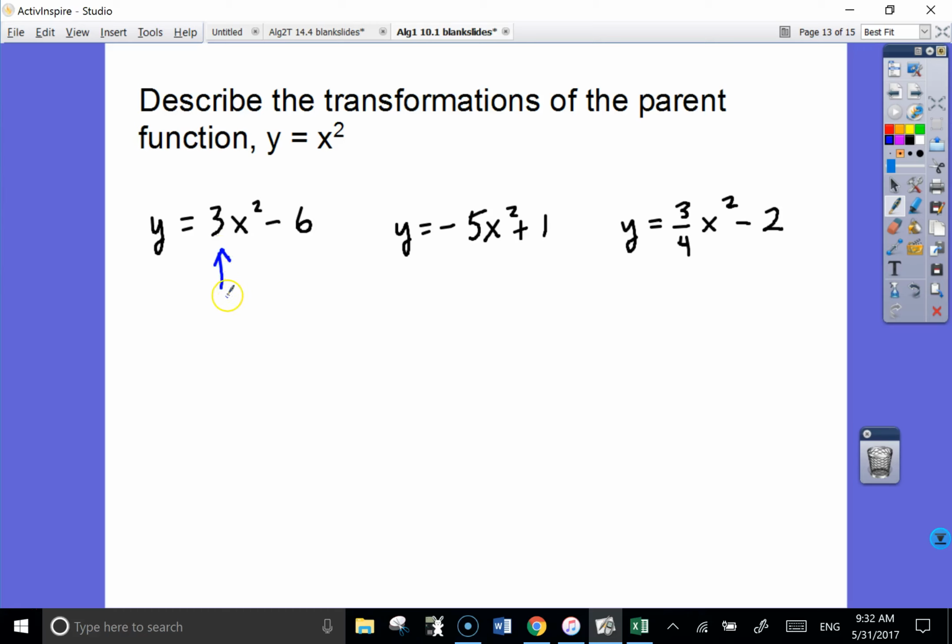So multiplying times 3 is a stretch. How about subtracting 6? How does that change the graph? Down, right? How about the minus in front of the negative 5x squared there? A minus does what? It's a flip, right? A 5 does what? Stretch.